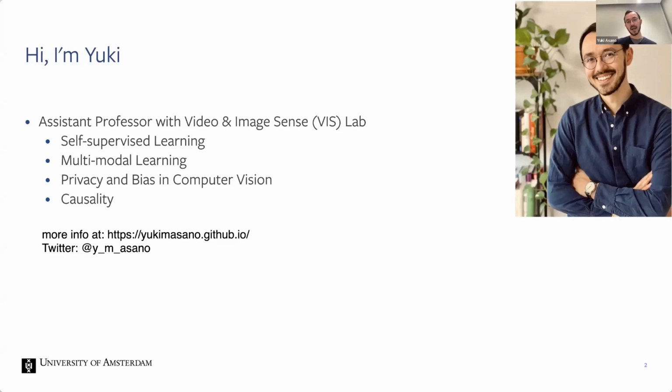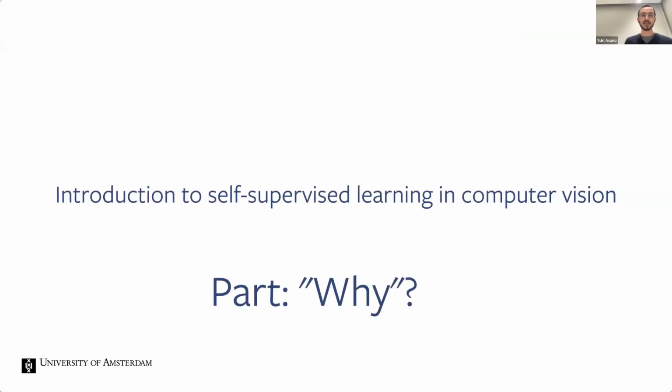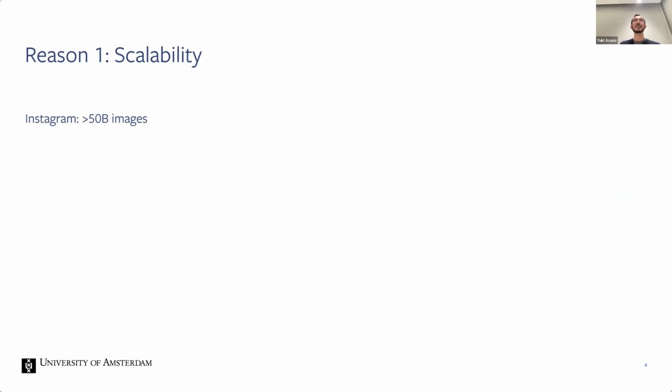So I'm going to start with a very brief introduction to self-supervised learning. First of all, why do we want to do self-supervised learning? I'm going to keep it a bit short because I know everyone is quite an expert here. So I'm just going to give you two reasons mainly. The first reason is scalability. We know Instagram has, for example, 50 billion images and counting.